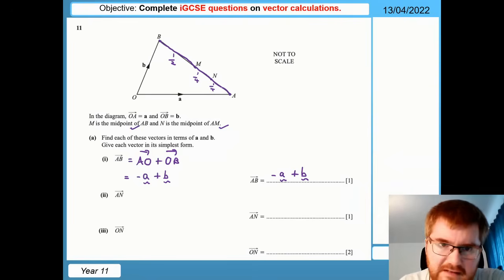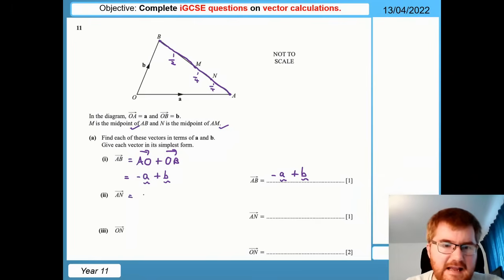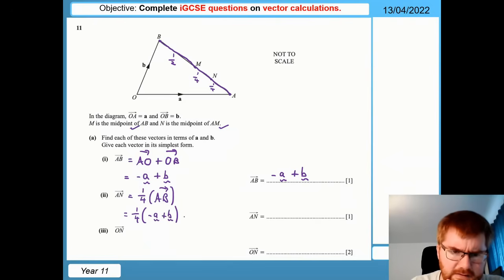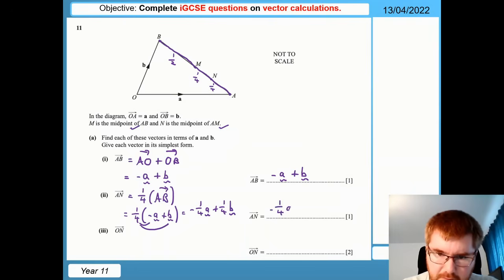Now we want to work out what the distance is from A to N. Well, as I've indicated here already, this is a quarter of the entire vector. So AN is a quarter of the entire vector from A to B. Luckily, in the previous question, we've worked out what A to B is. That's equal to minus A plus B. So I'm just going to substitute that in, replace the AB with minus A plus B. And then if I expand out the bracket, just normal expanding of brackets, we get minus a quarter A plus a quarter B, like so. And then we can pop that over as our answer.